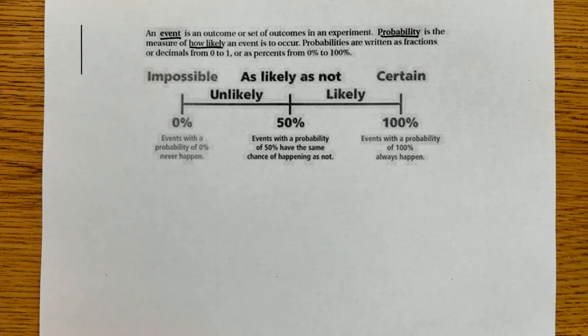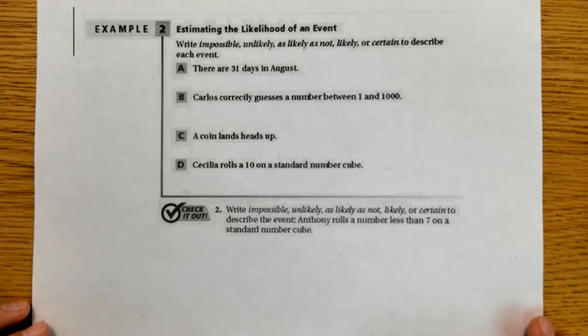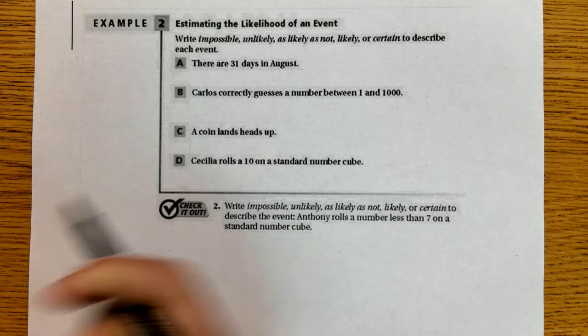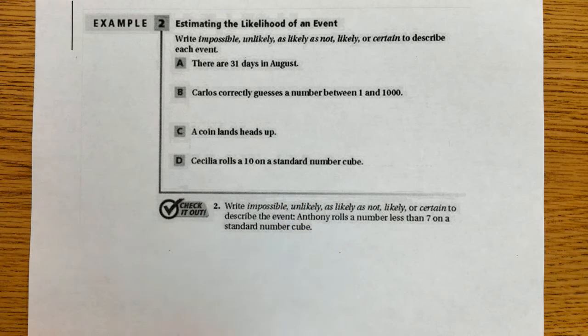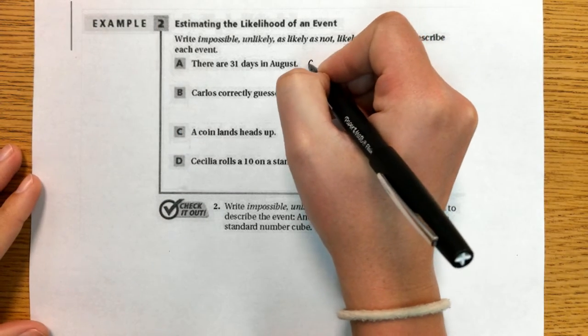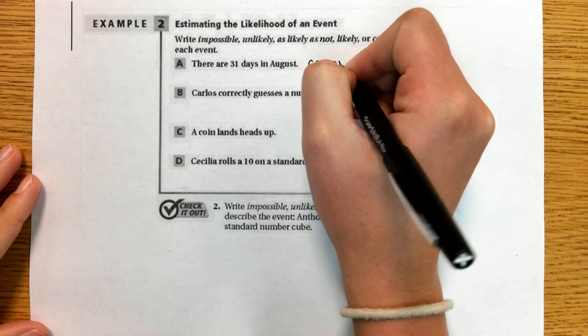So in this next example, we are going to be given statements, and we need to estimate the likelihood of an event. So we're going to use that scale that we just looked at and write impossible, unlikely, as likely as not, likely, or certain to describe each event. So, first one, there are 31 days in August. There's always 31 days in August, so this is going to be certain. Okay, there's a 100% chance of this happening.